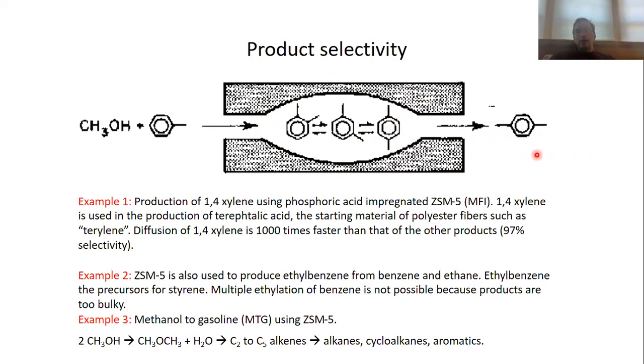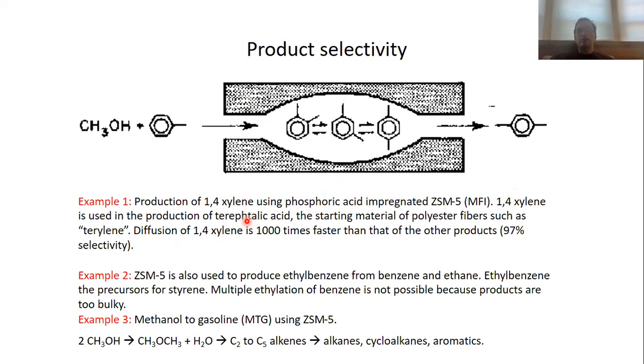So that molecule here is 1,4-xylene. And the zeolite that we're using here is typically ZSM5, which has an MFI structure, and typically that ZSM5 is also impregnated with phosphoric acid in order to enhance the reactivity. So that 1,4-xylene is important industrial chemistry. Most of it is used for the production of terephthalic acid, which is the starting material for polyester fibers.